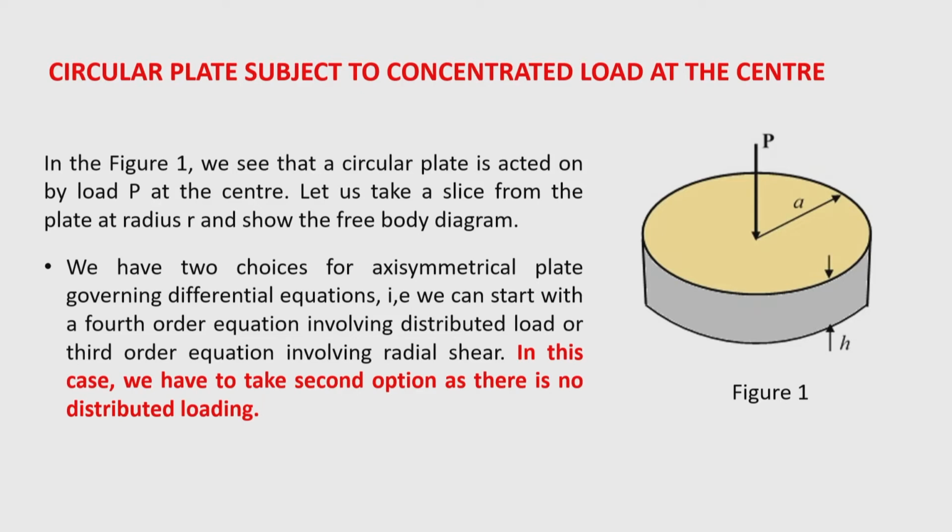Here a plate is shown of circular shape, thickness h and radius a. It is subjected to a concentrated load P. Now, this plate may be supported in a manner such that it is clamped along the periphery, or it may be simply supported along the periphery, but since it is an axisymmetrical problem, the support condition must also be symmetrical about the rotational axis. Here the axis of rotation is the line of application of the load.